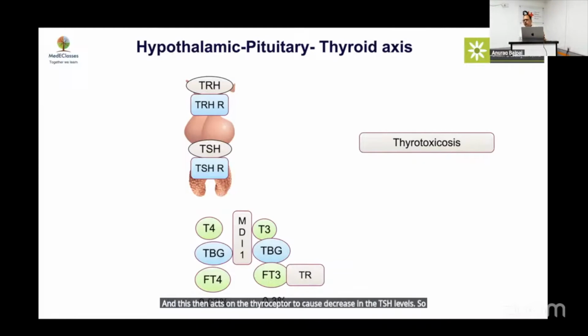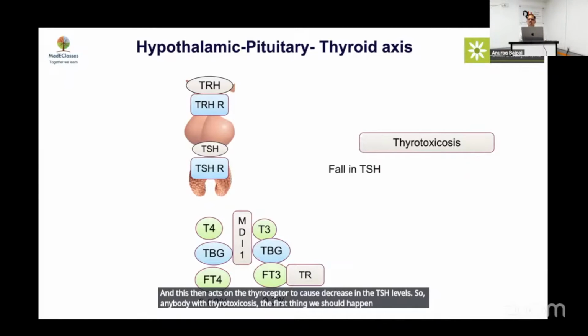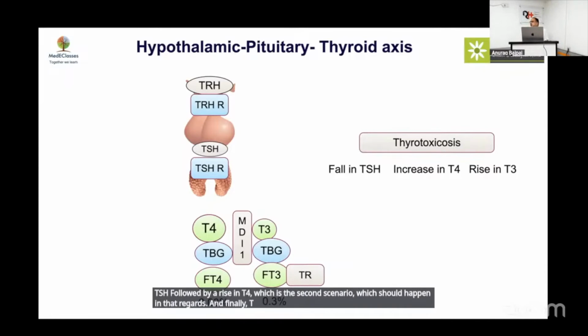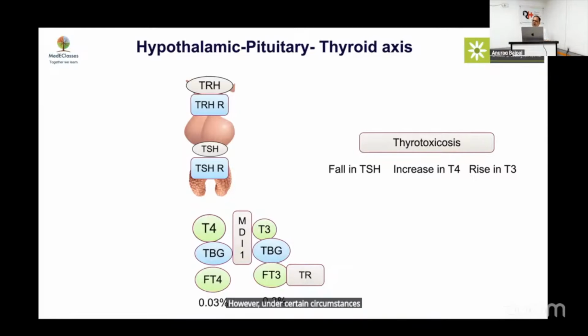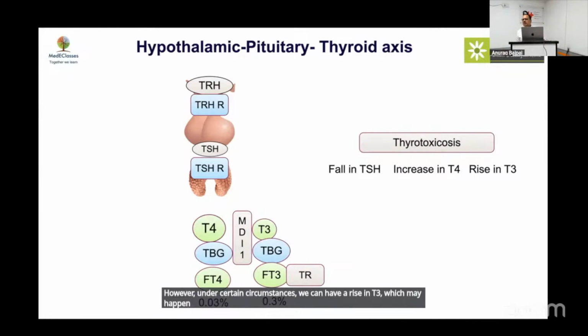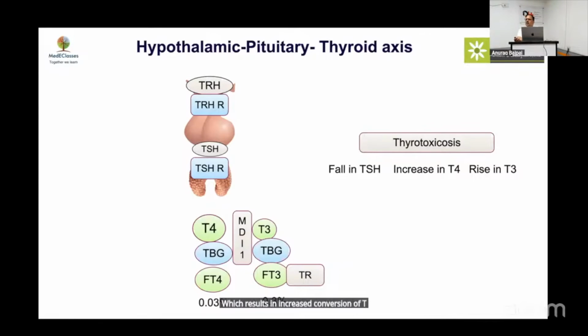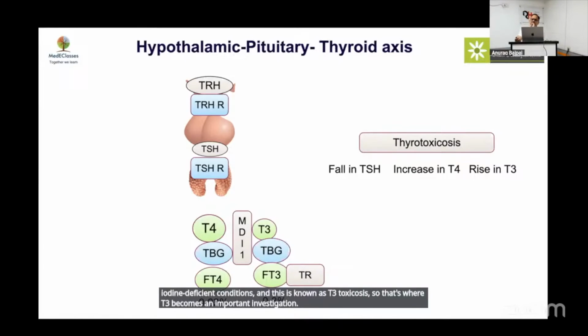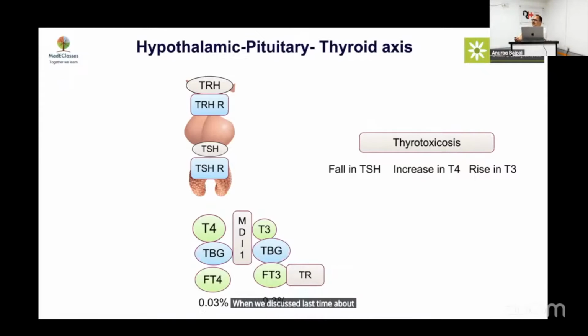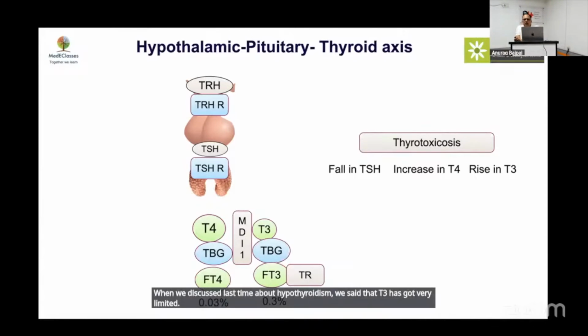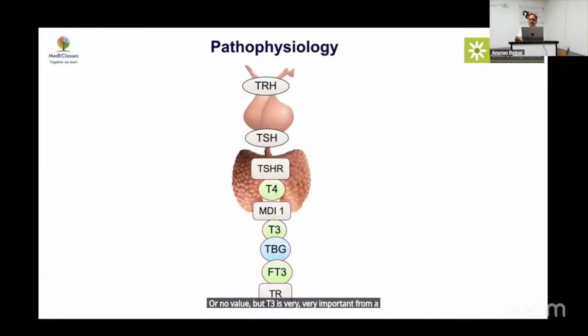So in anybody with thyrotoxicosis, the first thing which should happen is a decline in TSH, followed by a rise in T4, which is the second thing that should happen, and finally T3 will rise. However, under certain circumstances, we can have a rise in T3 because of increased activity of monodeiodinase, which results in increased conversion of T4 to T3, especially in iodine deficient conditions, and this is known as T3 toxicosis. So that's why T3 becomes an important investigation. When we discussed hypothyroidism last time, we said that T3 has very limited or no value, but T3 is very important from a thyrotoxicosis perspective.